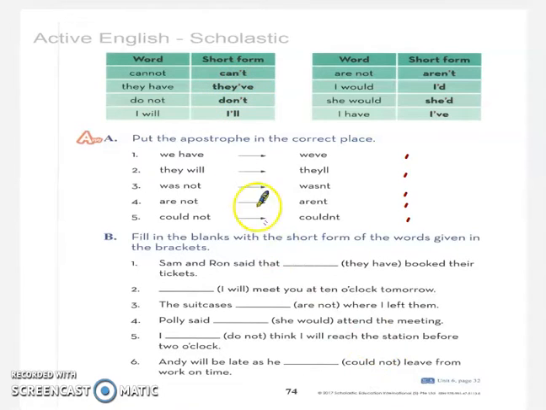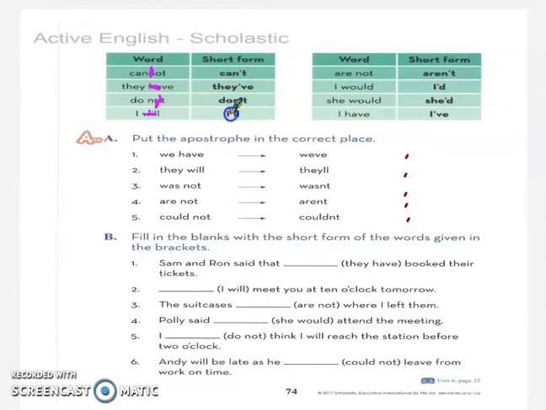Look, here we have the missing letters. This is the missing letters, and here, these are the missing letters. Okay? Do not, don't. Where is the missing letter? Here, letter O. I will, I'll. Where are the missing letters? Here we have two missing letters, and we use the apostrophe instead of these letters.